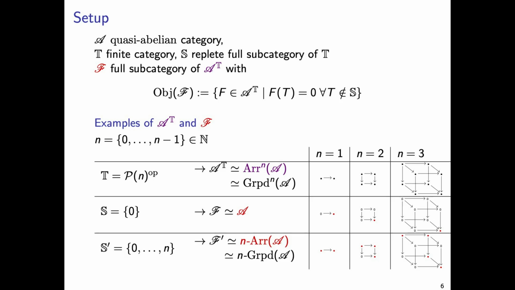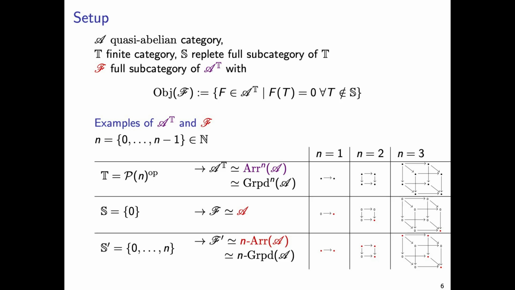Okay, so let's start. As I said, the setup is that we have a quasi-abelian category A. I will recall the notion of quasi-abelian in a second. And a finite category T with a full subcategory S of T. And as I said before, from these data, we construct the full subcategory F of A^T, whose objects are the functors that send any object from S to 0. So let us look at some examples.